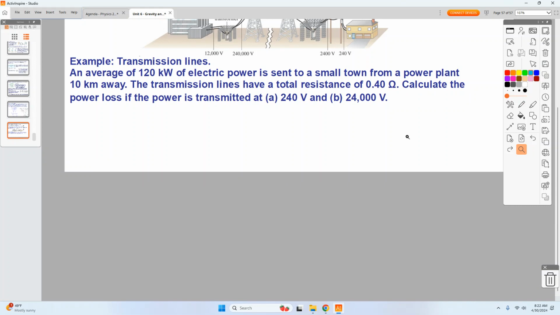So first thing I'm going to ask you to do, can you calculate for me? I have to reset my screen here because I can't write on it. Can you determine the current that must be delivered to the home at 240 volts if they're going to have 120 kilowatts of power being delivered at a voltage of 240? Could you determine the amount of current that must go through those wires if I send that 240 volts? Take a moment so you can do that.